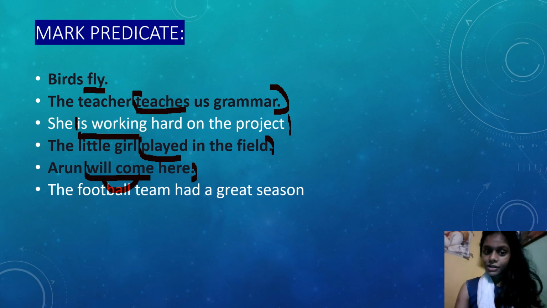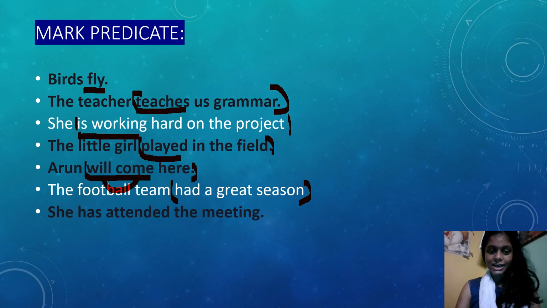So tell me, who had a great season? The football team. So "had a great season" is your predicate. Had, have, had, may, might, must, do, does, did, all these are helping verbs. Now see your next example, "She had attended the meeting." As I said earlier, am, is, are, was, were, can, could, shall, should, may, might, must, do, does, did, all these are helping verbs.